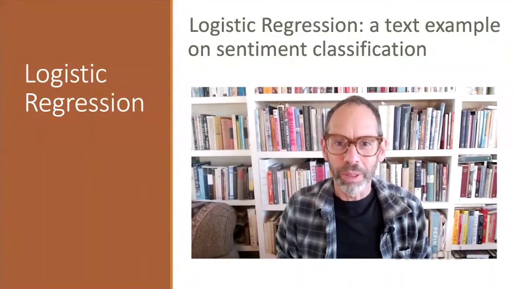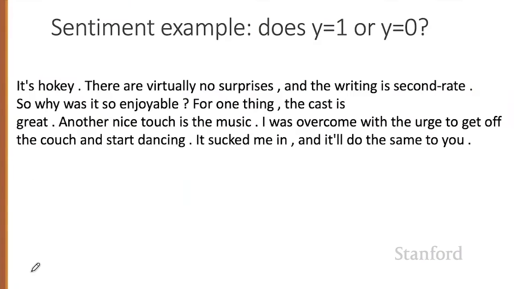Let's walk through an example using logistic regression to do sentiment classification. Suppose we're doing binary sentiment classification on a movie review text, and we'd like to know whether to assign the sentiment class 1, meaning positive, or 0, meaning negative, to this following review. It's hokey. There are virtually no surprises. The writing is second rate. So why was it so enjoyable? You get the idea.